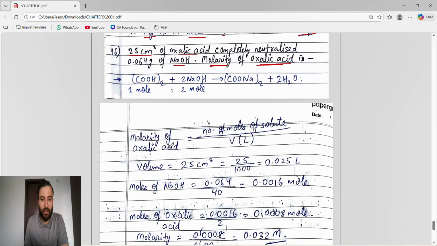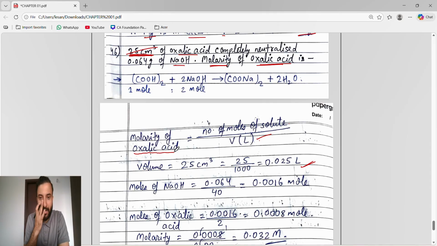Look, molarity of oxalic acid means what? Number of moles of solute by volume of solution in liter. So guys, here this is 25 centimeter cube. Volume is given, 25 centimeter cube. We will convert into liter by dividing by 1000. This much we get for the volume. Okay. Now we have to find the number of moles of solute, which means the number of moles of oxalic acid.